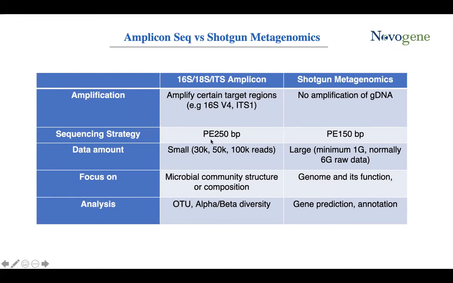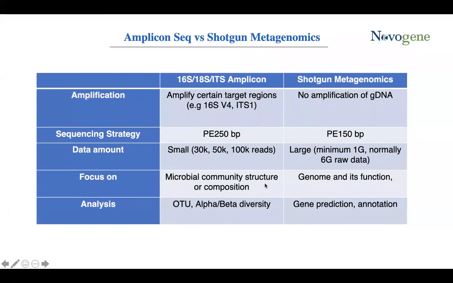Secondly, the sequencing strategy of amplicon is paired-end 250 BP, while for metagenomics it is paired-end 150 BP. And we need a relatively smaller data amount in amplicon sequencing. Commonly, it's 30K to 100K raw reads per sample. But for metagenomics, we often sequence a large amount of data. Normally, we choose the 6 gig package.